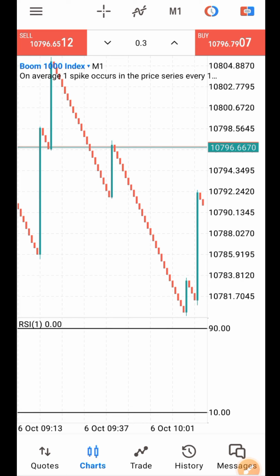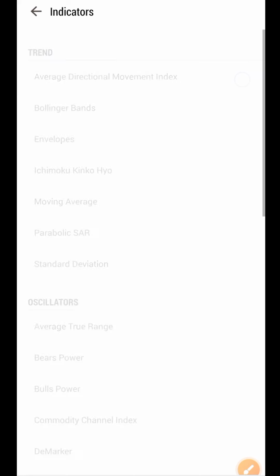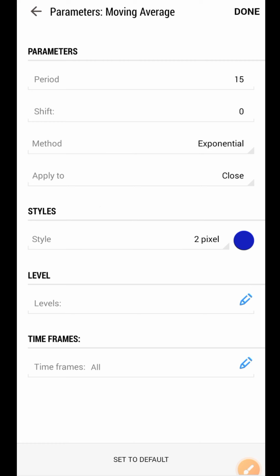Now we are going back to where we add the indicators, to add the remaining two indicators to our chart. Just click on this indicators logo, come to indicator window one, not main chart, indicator window one. Click on the plot, then click on moving average.